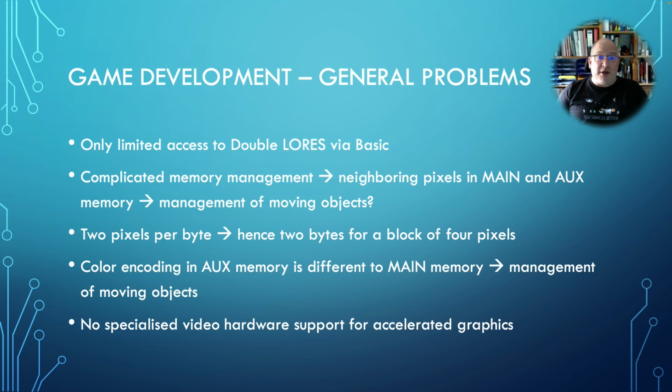What are general problems when you want to produce your own games or software using double low-res mode? From Applesoft Basic, there's only limited access to double low-res. There's no possibility to do that from the Apple IIe, but on the Apple IIc and the Apple IIgs, the lin, vlin, and plot commands support double low-res. But there's not much possibility for you to use it from Applesoft.